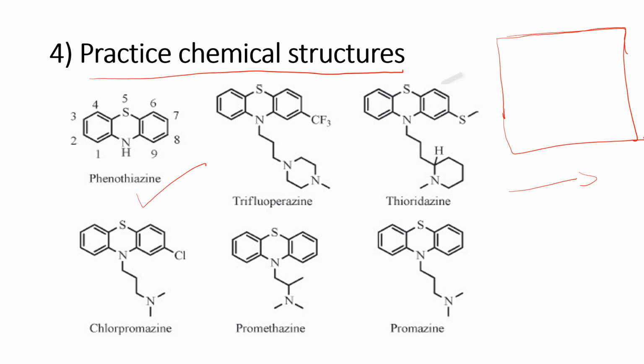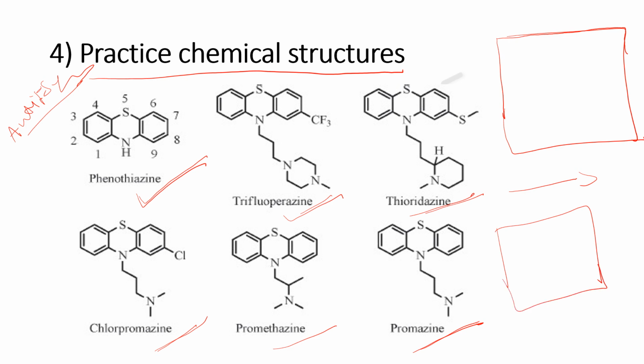When you start writing on white paper, first write the basic moiety of that class. I will take the example of antipsychotics, where the basic moiety is phenothiazine. Then write all the structures, like triflupromazine, thioridazine, chlorpromazine, promethazine, promazine. All these structures you have to write like this, and you have to practice.